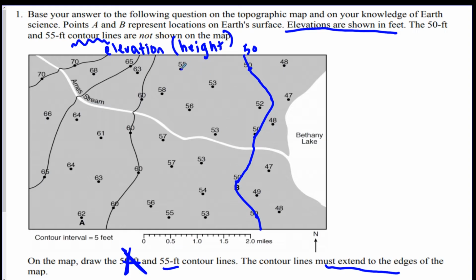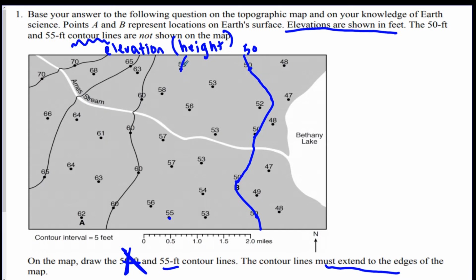So we got 55 and 55. So I have to connect those 2 points with a line plus run it off the page. So let's start at the top and get the 55. Now I have to make it my way all the way down here.